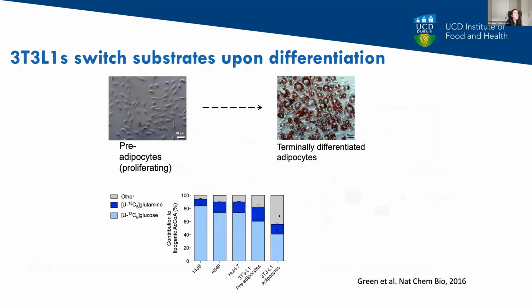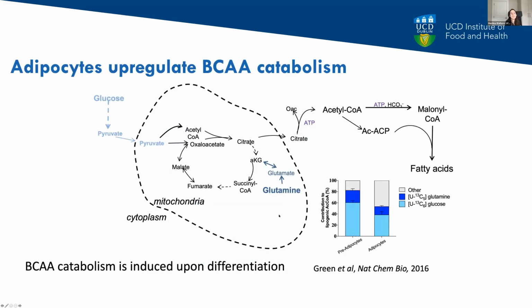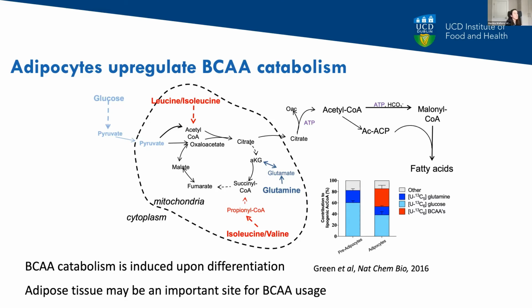And of course, we thought of branched-chain amino acids at the time because there were a number of papers showing that gene expression of this pathway is upregulated with differentiation. So when we traced the cells with isotope-labeled versions of leucine and isoleucine, what we found is that they can account for as much as 30% of the acetyl-CoA used to make fatty acids in these cells. So they really use a lot of branched-chain amino acids as a carbon source. So this indicated to us that adipose tissue may be a really important site for branched-chain amino acid usage.